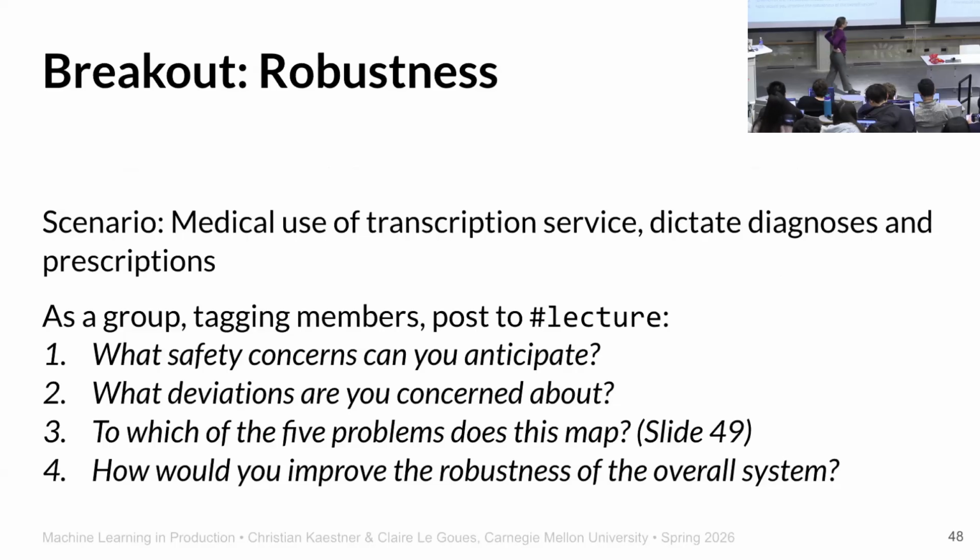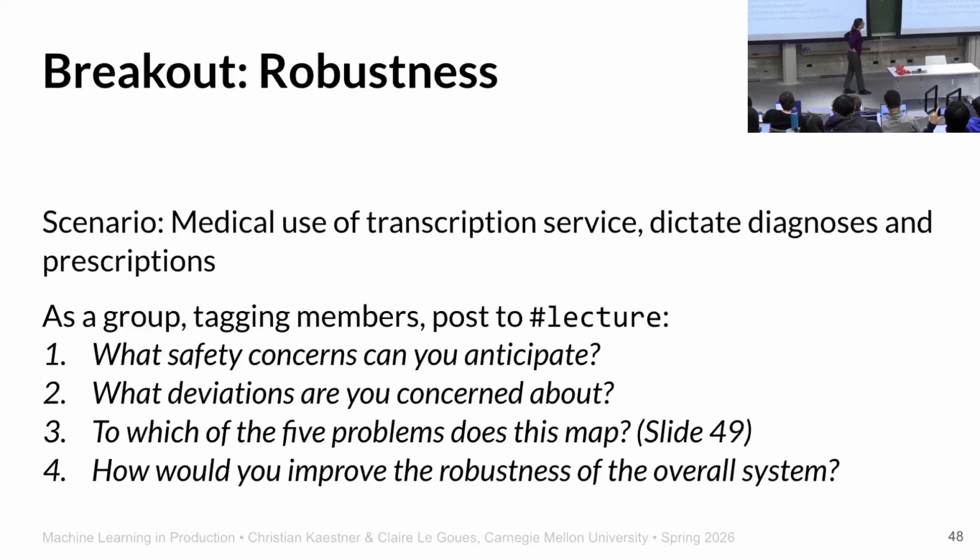Let's do this one. What safety concerns can you anticipate? What deviations are you concerned about? How would you improve system robustness? Which of the 5 problems does it map to? And so on.